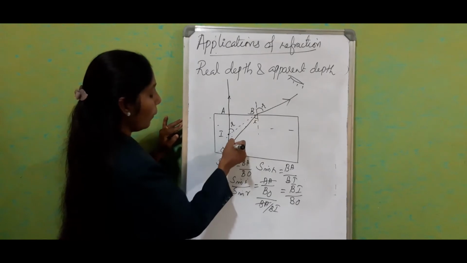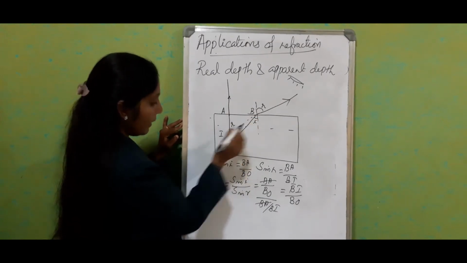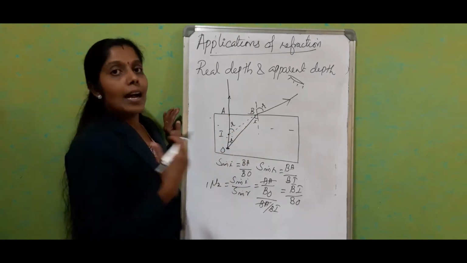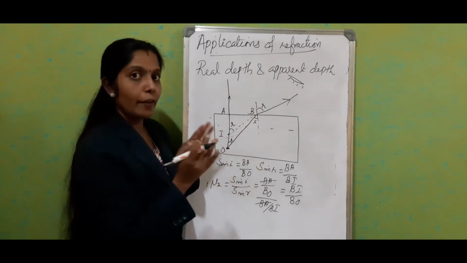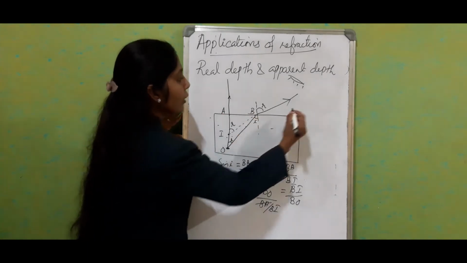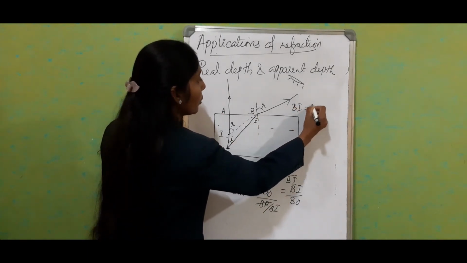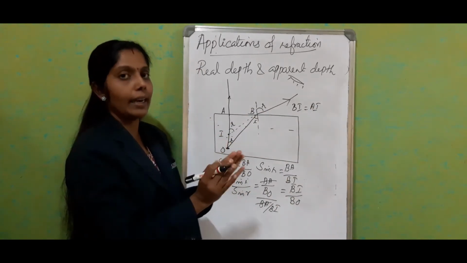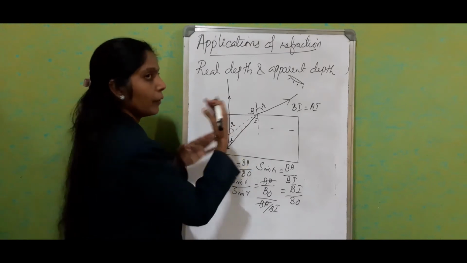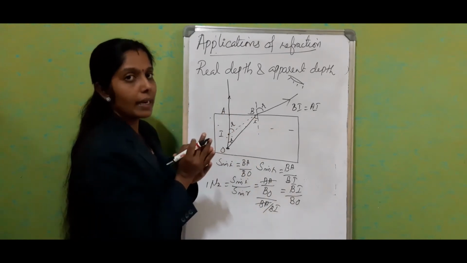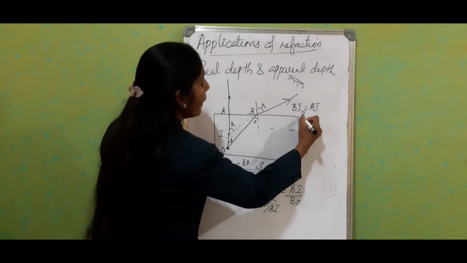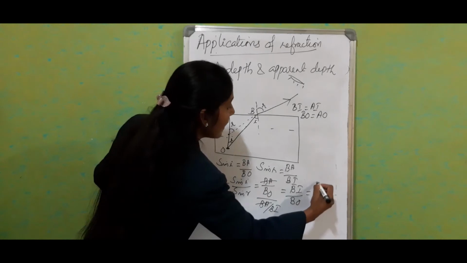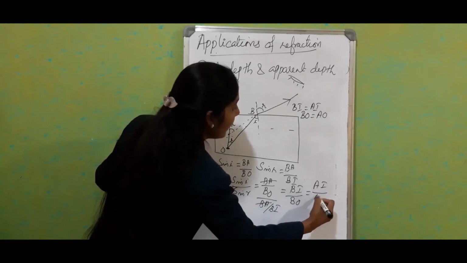What is BO? This is BO and this is BI. As I told you, these two rays are very close, so we can write BI is equal to AI. This length and this length are almost similar, very close, but for us to understand, it is drawn apart. Likewise, we can write BO is equal to AO. With this, I am going to rewrite it as AI divided by AO.